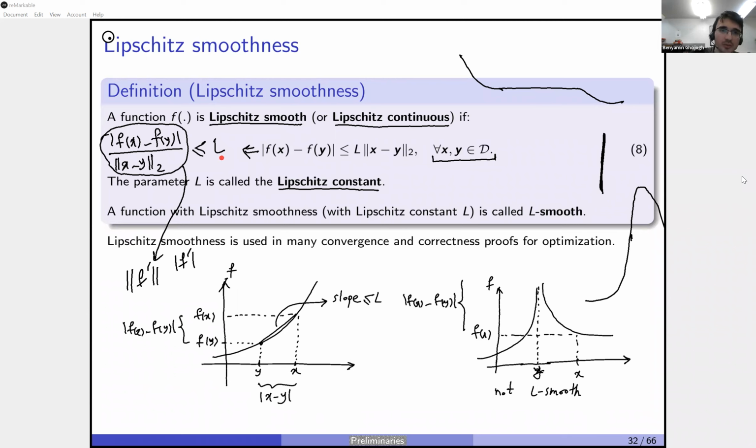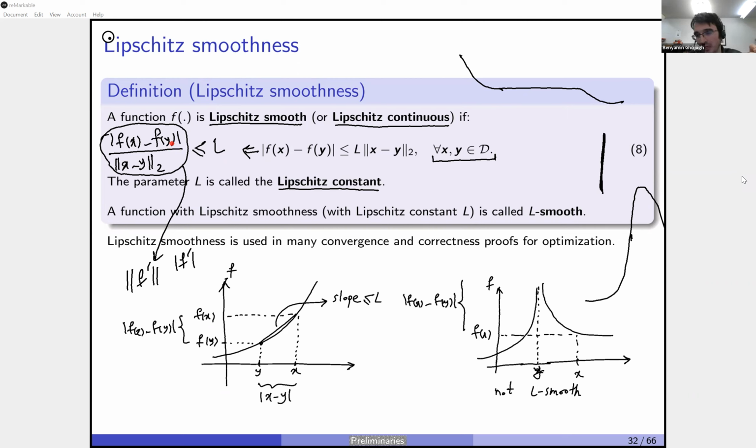You can set L to be greater than or equal to that maximum, because L is an upper bound on the norm of the derivative. Usually we want L to be small, because the bigger the L, the harder it is for optimizing. So we usually like smaller L. Therefore, we can calculate L as the maximum of the norm of the derivative.